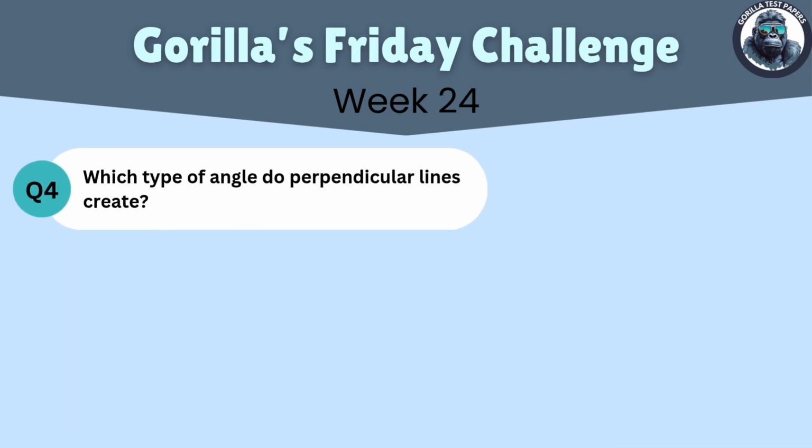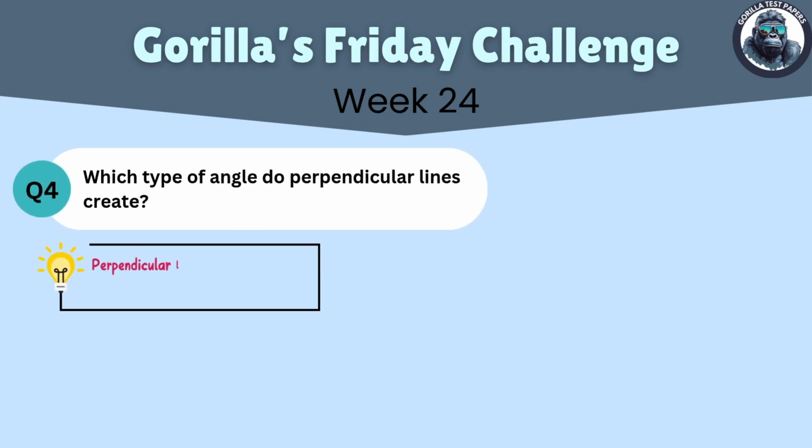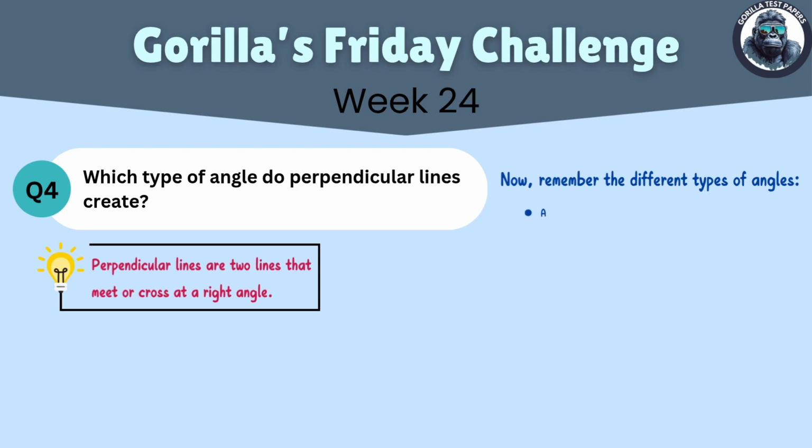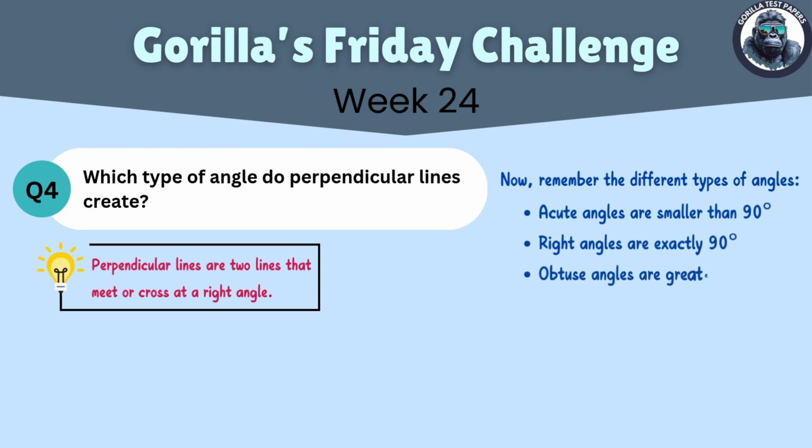Alright, let's get into it. The learning point for this question is that perpendicular lines are two lines that meet or cross at a right angle. So first, let's review some important angle types. So we have acute angles, which are smaller than 90 degrees, right angles, which are exactly 90 degrees, and obtuse angles, which are greater than 90 degrees.